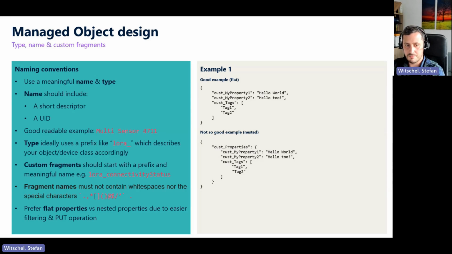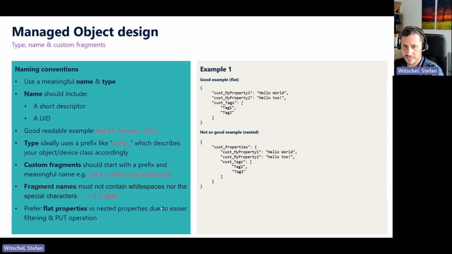The fragment names must not contain white spaces or any special characters like dots, stars, dollar signs, and slashes. Don't use them in fragment names. Most likely, if you want to, you can use camel case or you can use underscores.